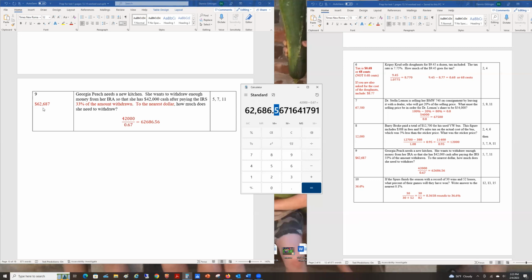That's why it's 62,687. Now, if that 5 were a 4 instead, you don't say, well, the 6 would round the 4 to a 5, then the 5 rounds to 6. No, that doesn't work that way. If that's a 4, this remains a 6.